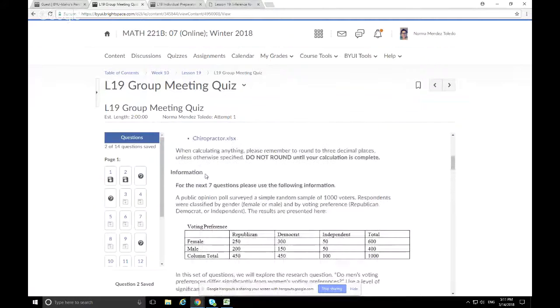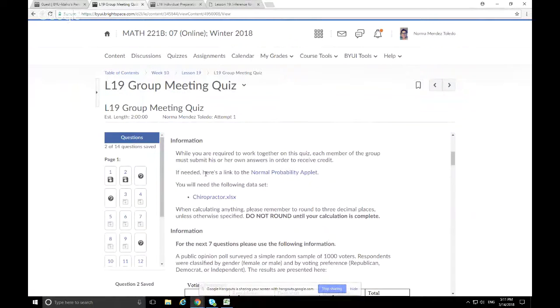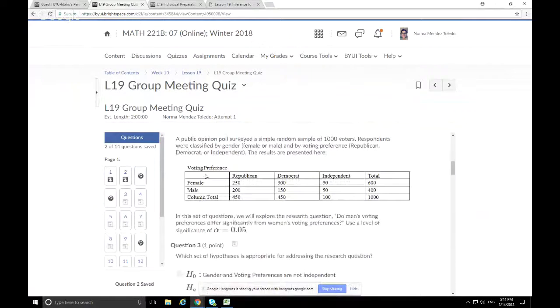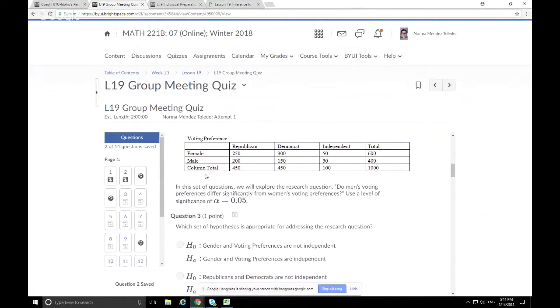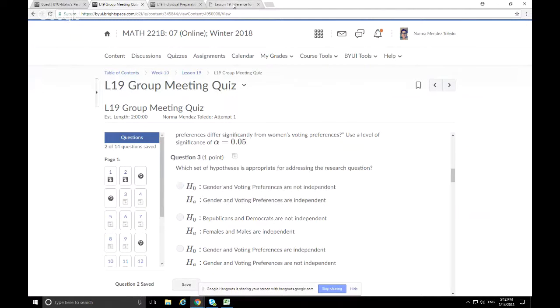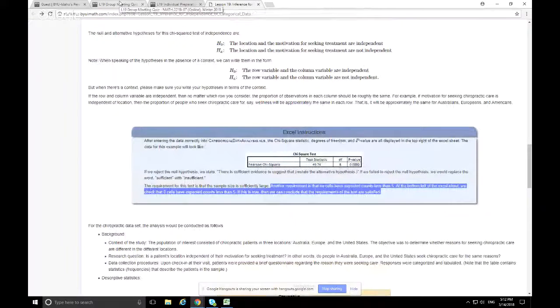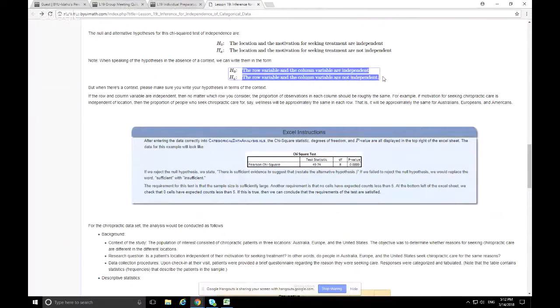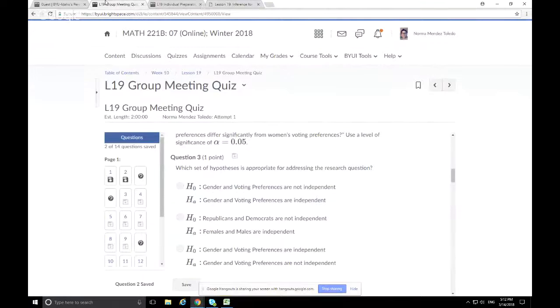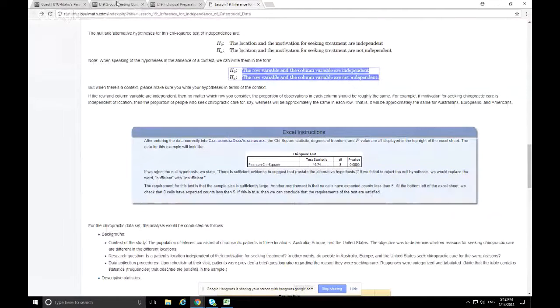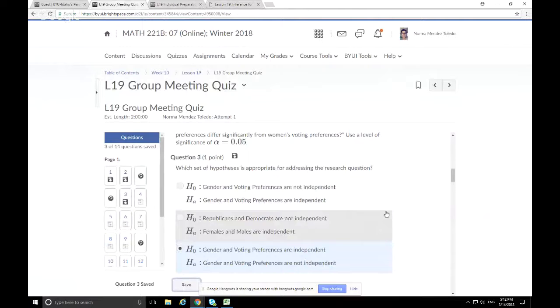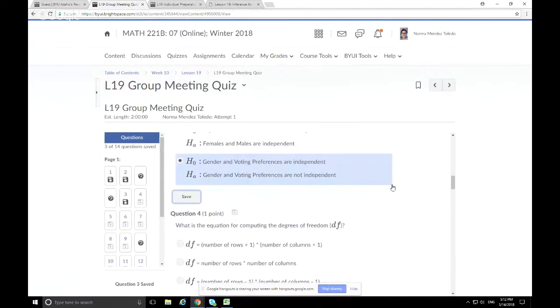In this set of questions we will explore the research question: do men's voting preferences differ significantly from women's voting preferences? So, which set of hypotheses is appropriate for addressing the research question? I think it's the first. No. It would be the last one. Because right here it says are independent and then are not. Oh, yep. So the last one. So are independent is the null. It's the null. Okay. Alternative.